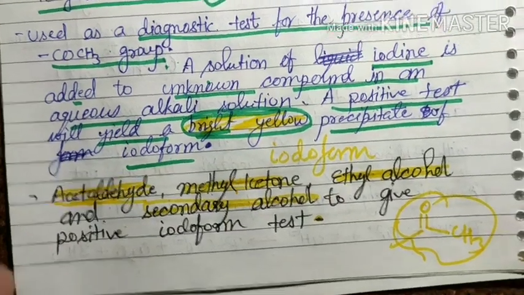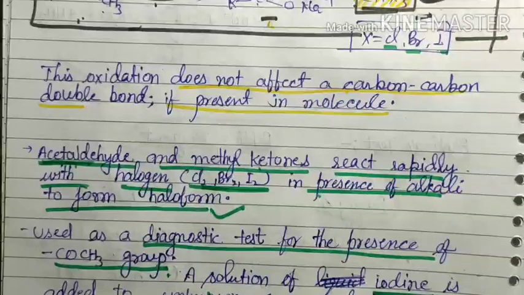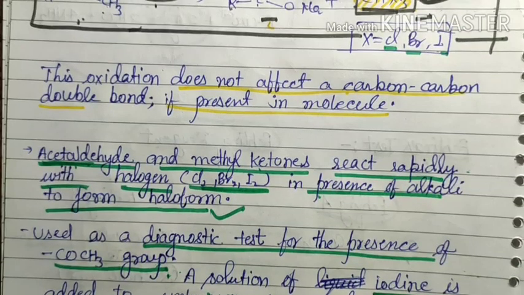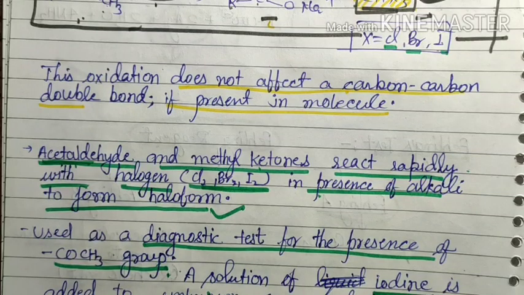So this is all about the oxidation and reduction of aldehyde and ketone, and in the next video we will study the most important reactions due to alpha hydrogen. In this we will study the aldol, cross aldol, Cannizzaro reactions, and so on.